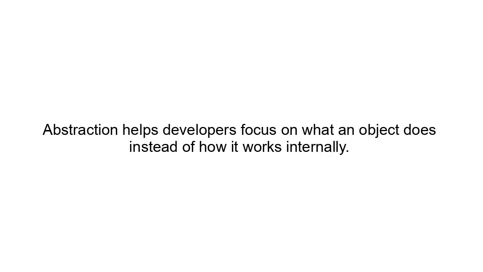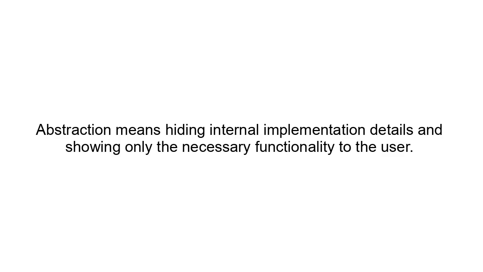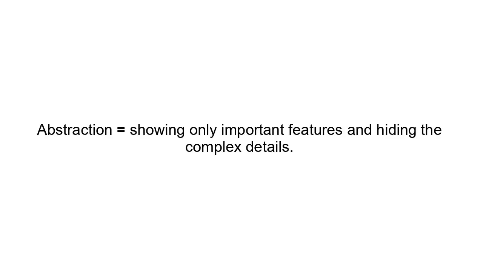What is abstraction? Abstraction means hiding internal implementation details and showing only the necessary functionality to the user. In simple words, abstraction equals showing only important features and hiding the complex details. Users interact with an object without knowing how the internal logic works.